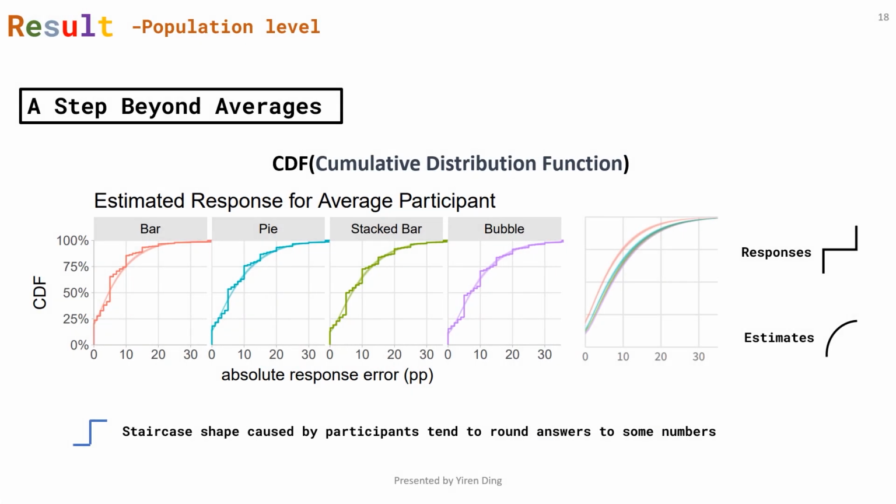Now let's check the results, and how our model helps give a more comprehensive perspective on chart performance. First, let's see the population-level modeling for each different chart type. We use CDF. Compared to mean and confidence interval, CDF provides a complete summary of the probability distribution. As we can see, the responses show a staircase shape in the CDF. This is caused by participants tending to round their answers to certain numbers, such as 10, 20, 25.